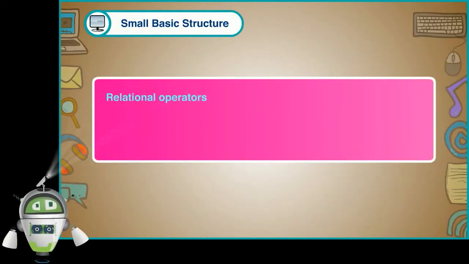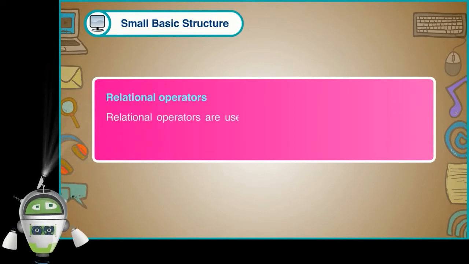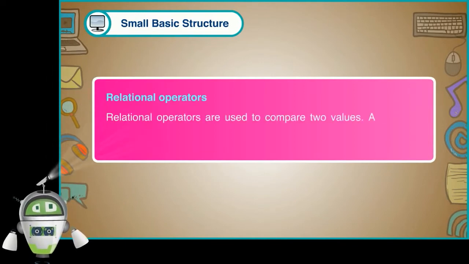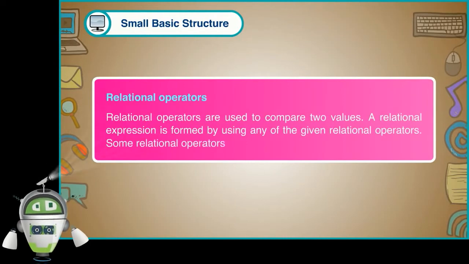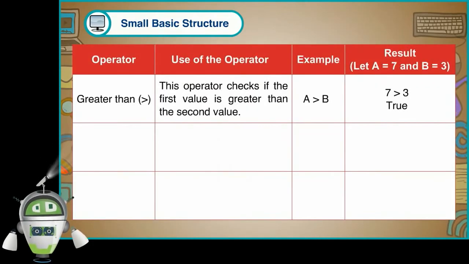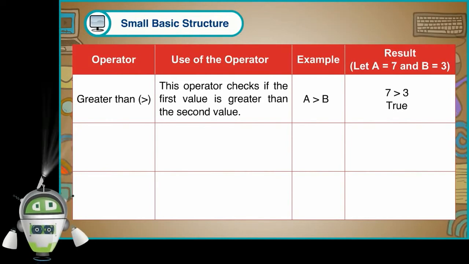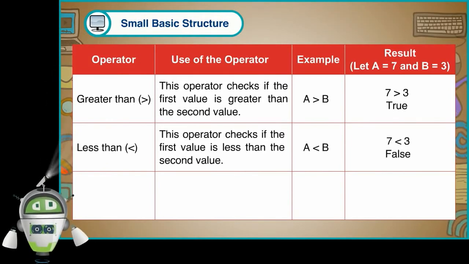Relational operators. Relational operators are used to compare two values. A relational expression is formed by using any of the given relational operators. Some relational operators are as follows. Greater than. This operator checks if the first value is greater than the second value. A is greater than B, 7 is greater than 3, true. Less than. This operator checks if the first value is less than the second value. A is less than B, 7 is less than 3, false.